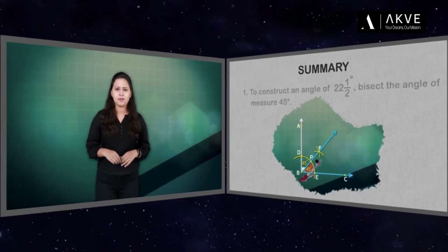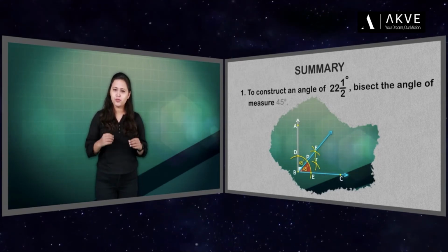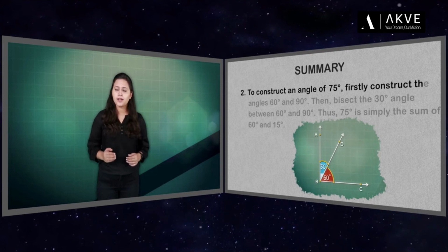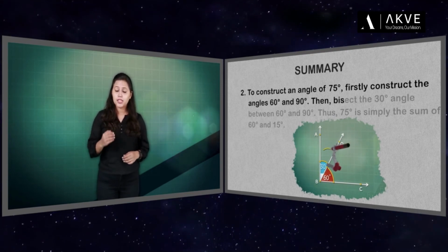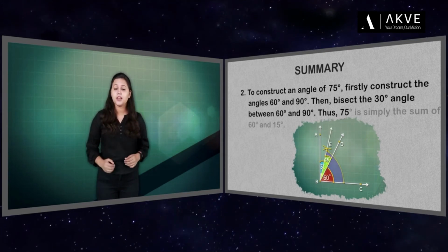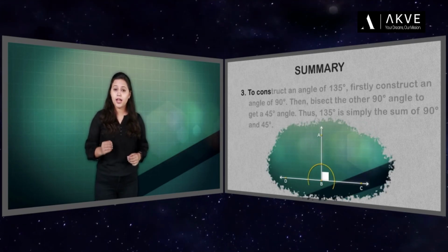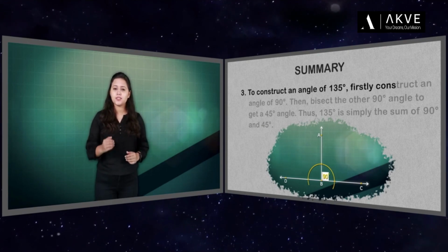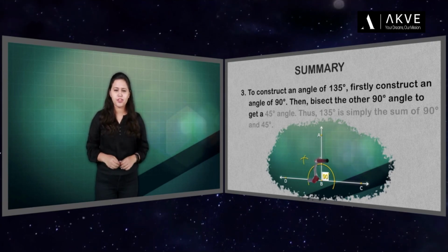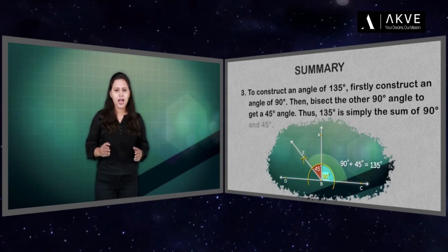Now let's have a quick recap. To construct an angle of 22.5 degrees, bisect the angle of measure 45 degrees. To construct an angle of 75 degrees, firstly, construct the angles 60 degrees and 90 degrees. Then, bisect the 30 degree angle between 60 degrees and 90 degrees. Thus, 75 degrees is simply the sum of 60 degrees and 15 degrees. To construct an angle of 135 degrees, firstly construct an angle of 90 degrees. Then, bisect the other 90 degree angle to get a 45 degree angle. Thus, 135 degrees is simply the sum of 90 degrees and 45 degrees.